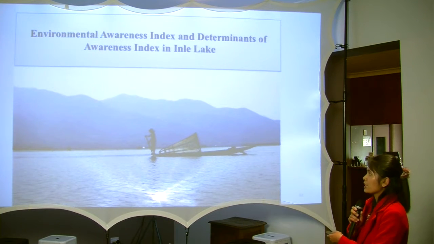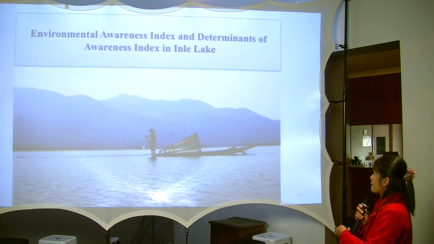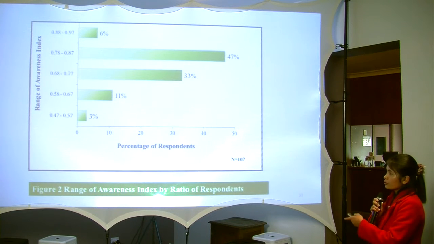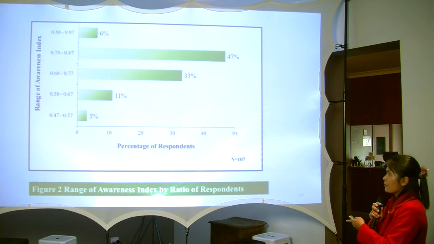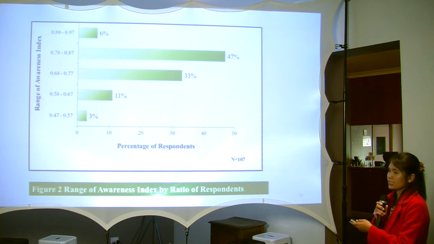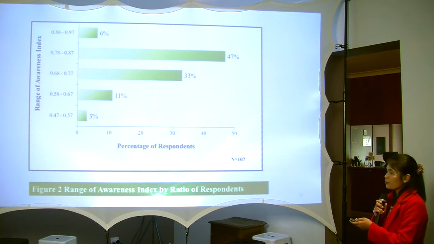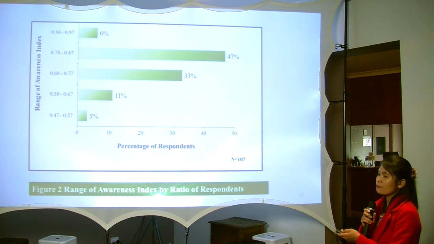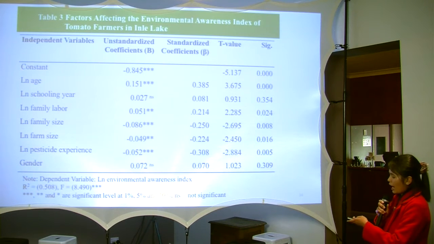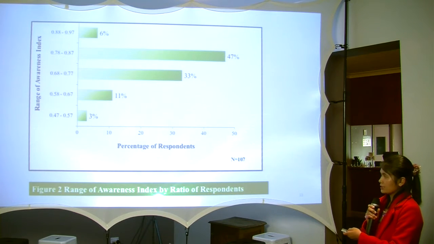Let's move to the results and discussion. According to the research, 5 groups of the environmental awareness index were obtained from this calculation. As you can see, 47% of the farmers gave an environmental awareness index of 0.78 to 0.87. This means many of the farmers know the harmful effects of pesticides and insecticides and they have a high environmental awareness index.